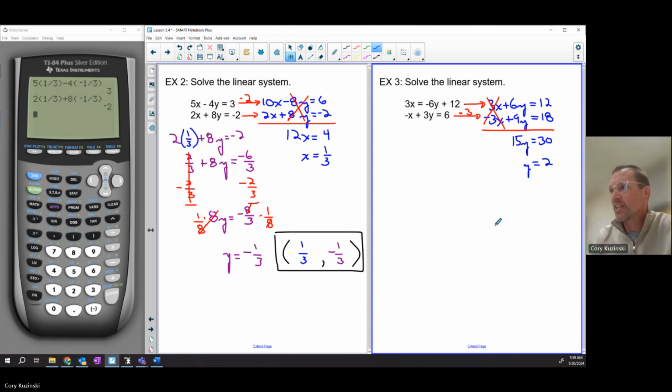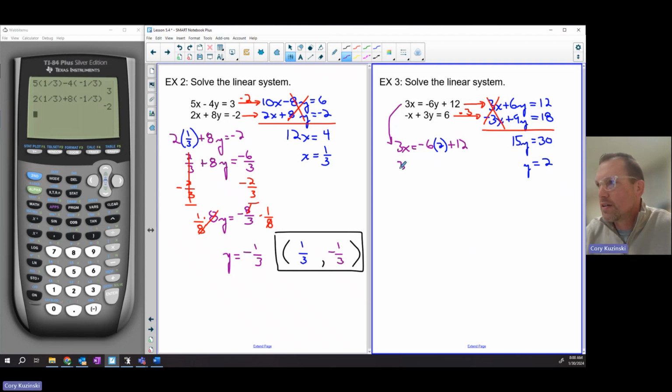I think I'm going to use the top equation here. I'm going to take this equation and it's really close to having x by itself. You can use either equation, it doesn't matter. So let's do this. 3x equals -6 times y, which is 2, plus 12.